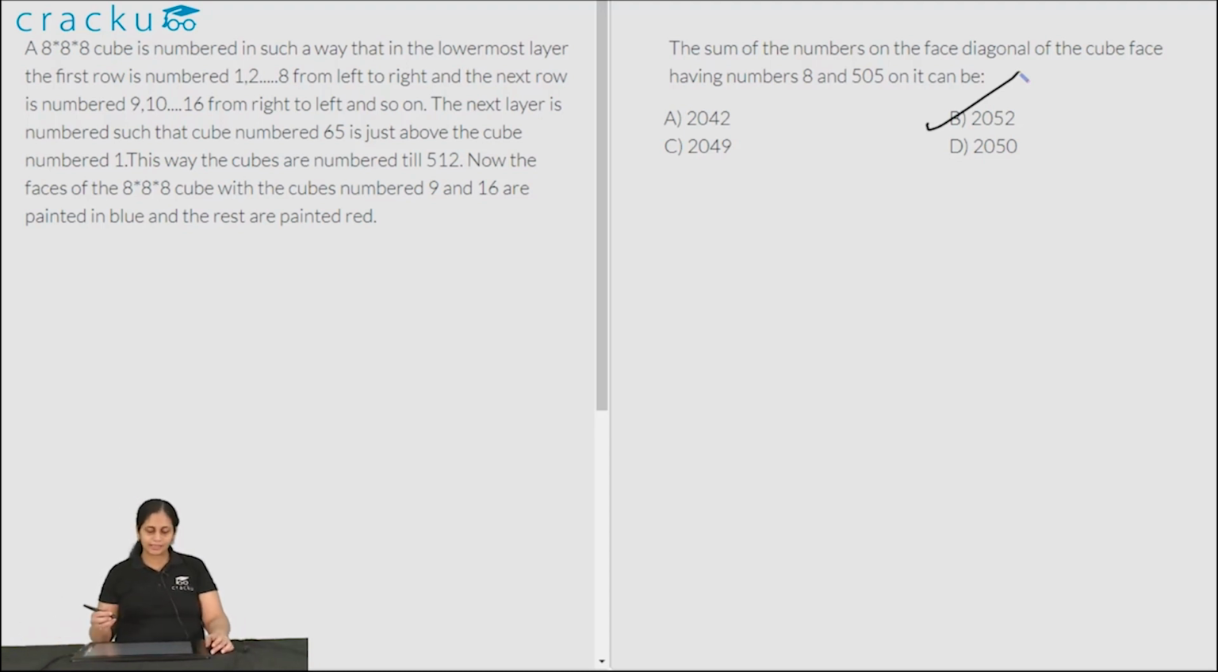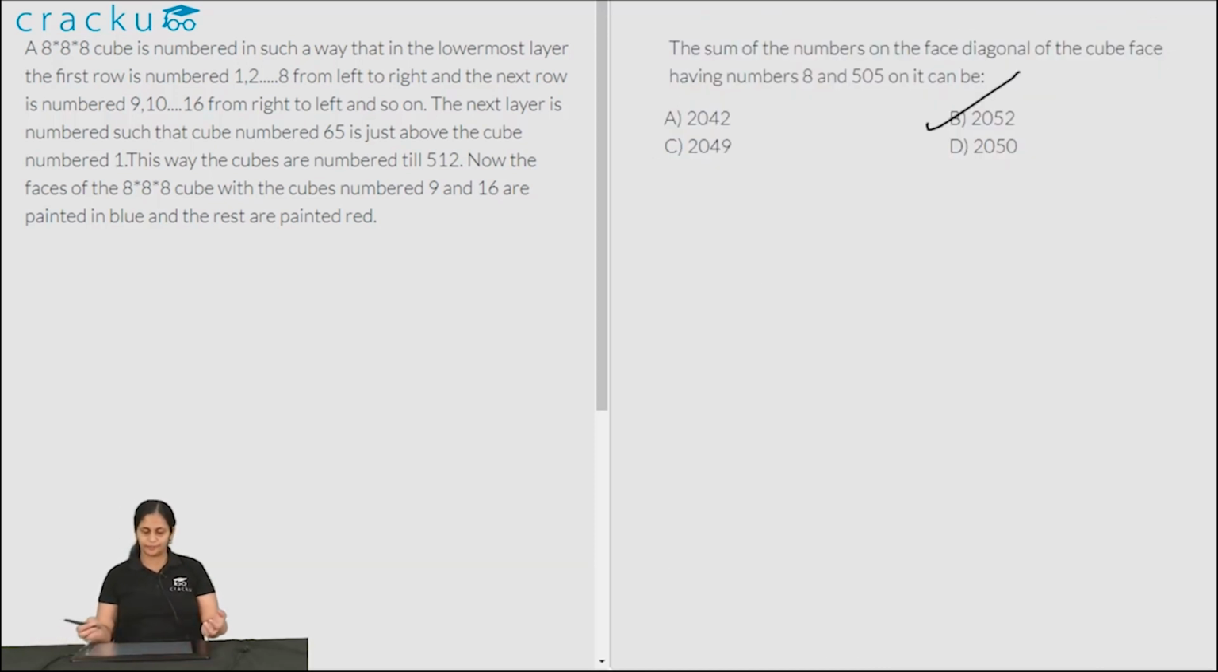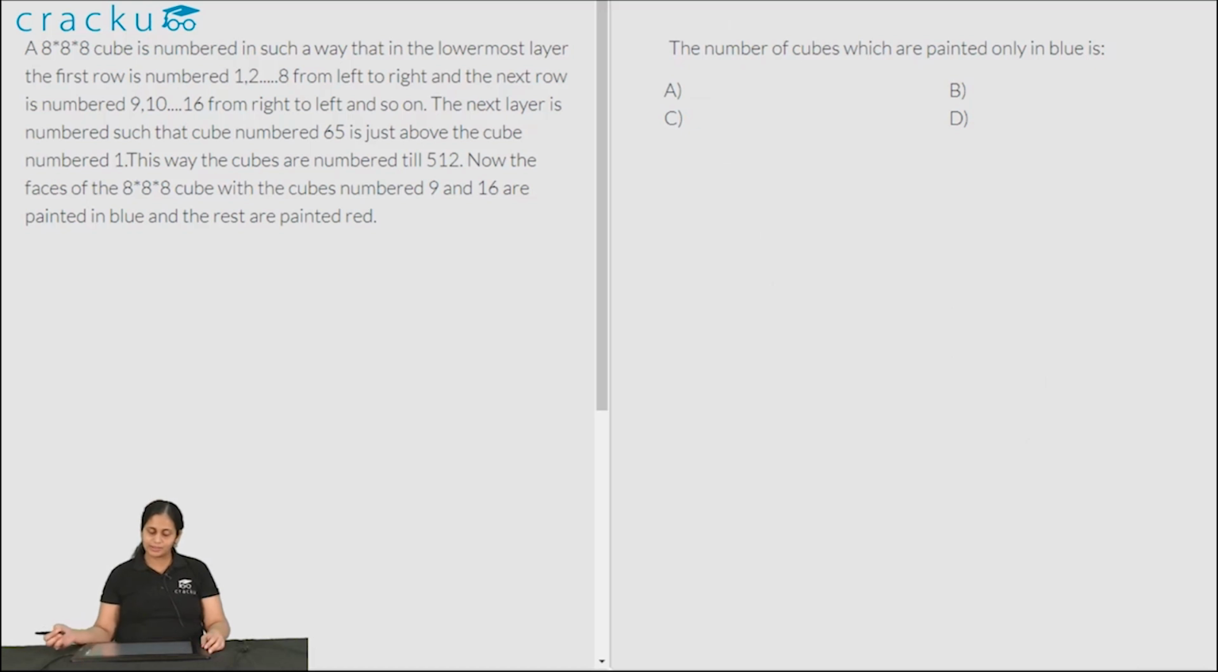So in this way, I just had to fill one face. I figured out which face is the one having 8 and 505, and for that face I filled one diagonal and I could answer the given question. So the answer is option B. Now let's go on to the next question.